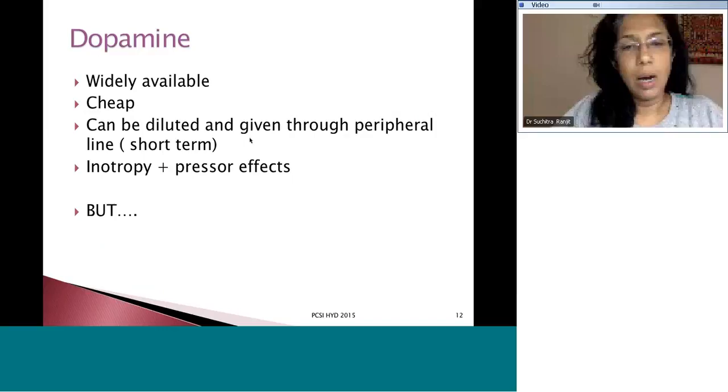It can be diluted and given through a peripheral line for a short term. It does have some inotropy and pressor effect. So all in all, a useful agent for immediate short-term use. But what's the downside? Suppose the patient doesn't get better on 7 mics or 10 mics, can we keep going up to 10, 15, 20? Is it a problem?